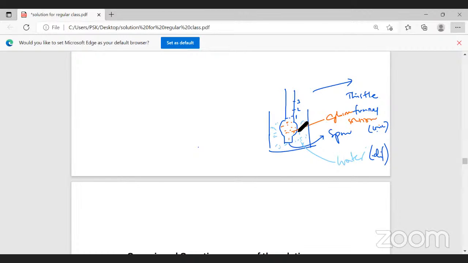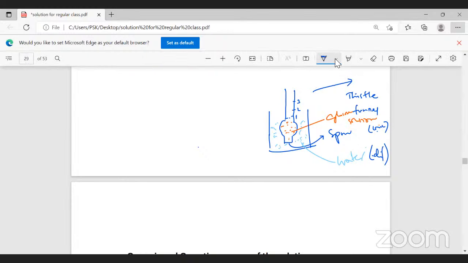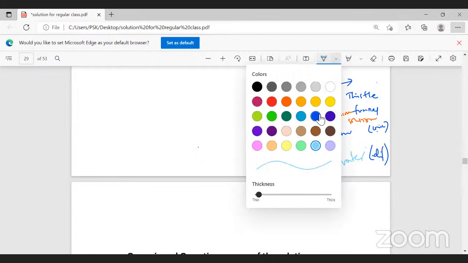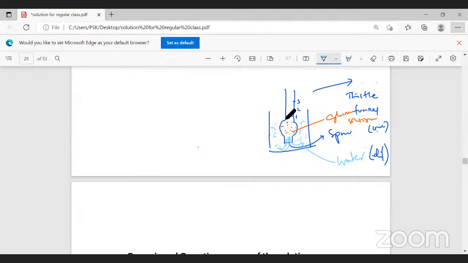When we leave it for some time, the water molecules start getting into the Thistle funnel. That means inside the funnel, the volume increases. Water would flow into the Thistle funnel. So therefore, from 1, the solution rises maybe to 3. We'll assume that it rises to 3. This process is called osmosis.